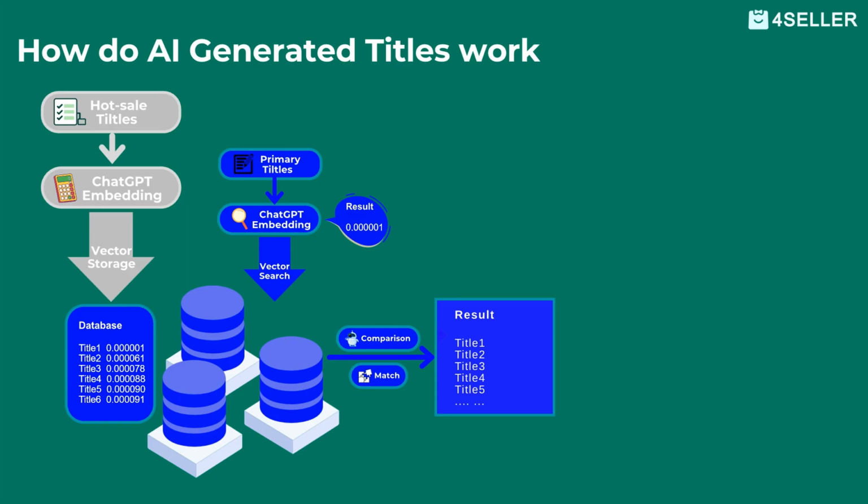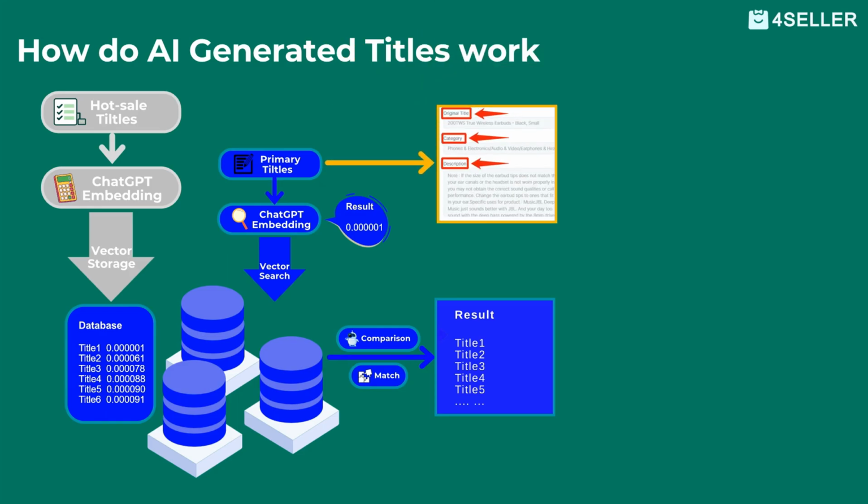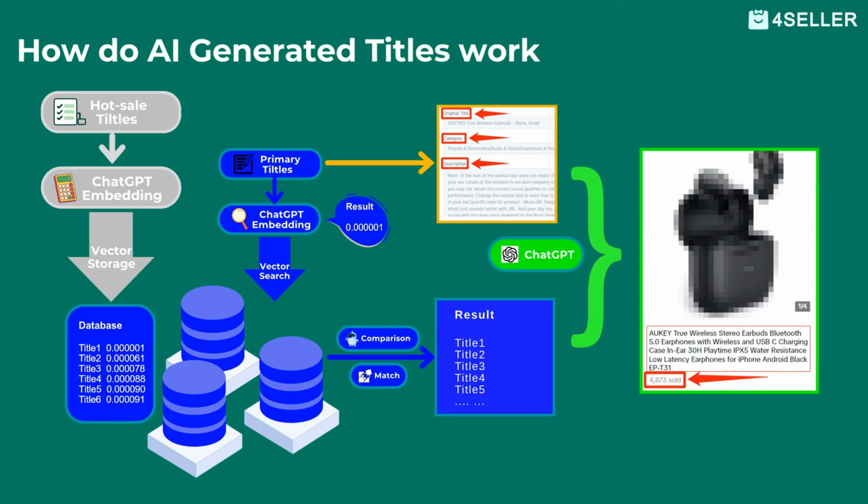AI will take the original title, category, and detailed page information as the basis, together with the hot sale product titles obtained in the previous step, to let ChatGPT extract the key information and regenerate the high-quality product title.